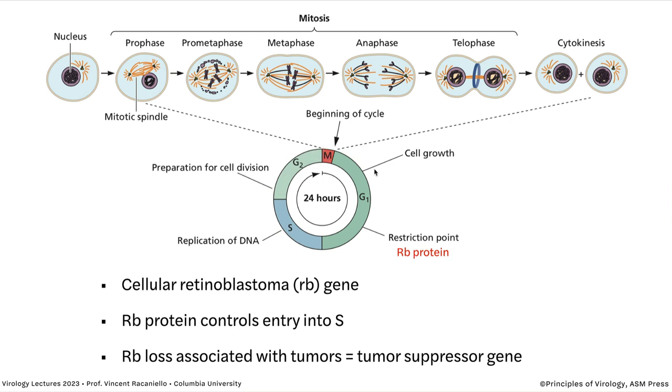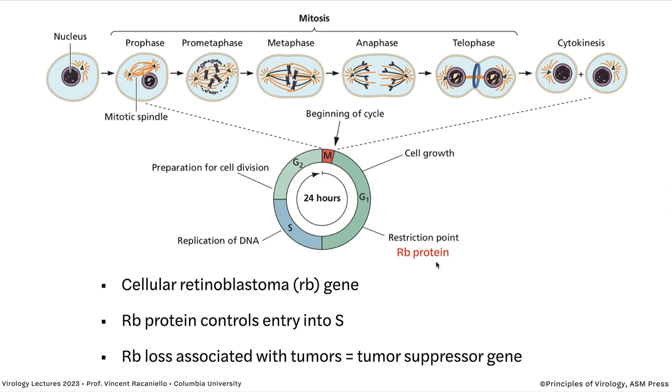Now, the cycle is highly regulated. I told you just previously that most cells in our body are not dividing. Well, that's because cell division is highly regulated. And a key regulator of cell division is the RB protein, which can arrest the cell cycle right here in G1 at what's called a restriction point.